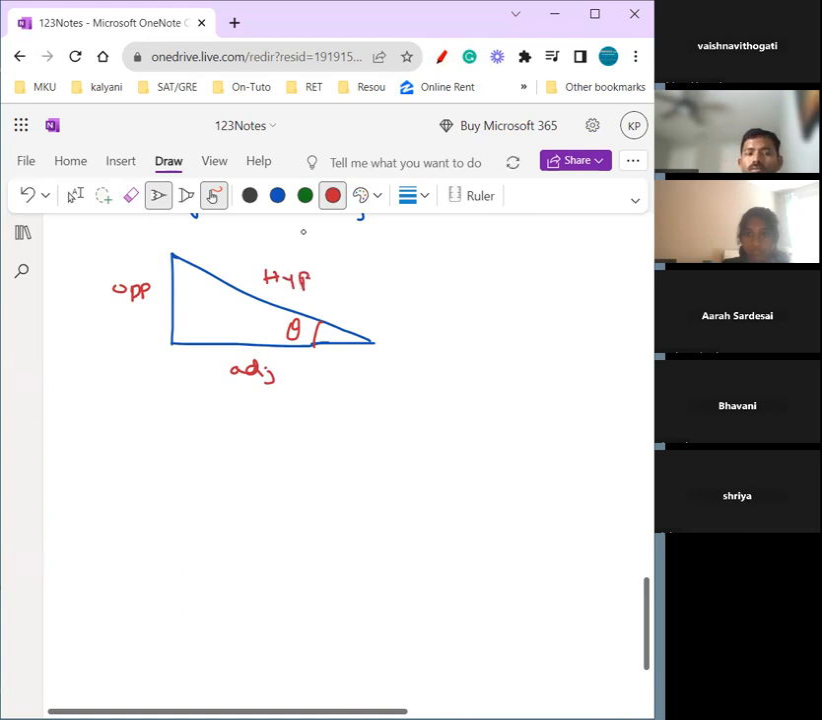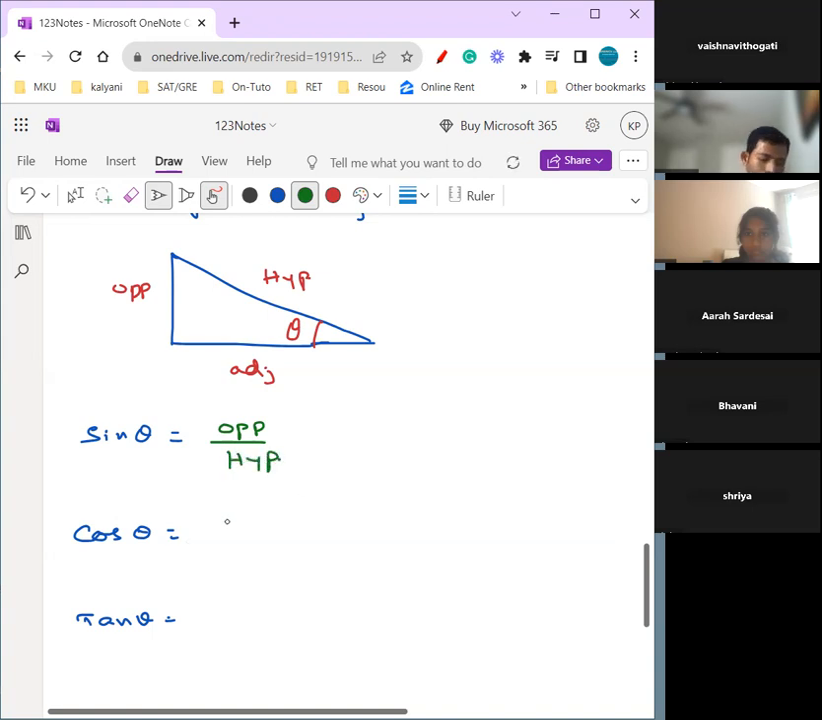Okay, so according to the math, this was defined as sine theta, cosine theta, tangent theta. So sine, anybody knows? Some of you guys already know it. Give me some answers. If you can shout out. Opposite by adjacent. Opposite over hypotenuse.